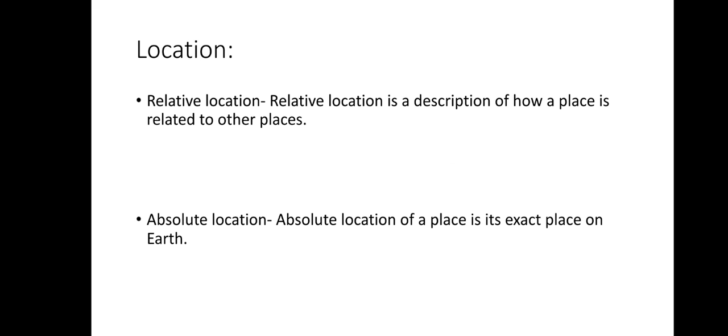So talking about relative location, a relative location is a description of how a place is related to other places. For example, you may describe the location of your house to your friend by stating how it is related to other places, like it is near a particular shop, market, or any other thing. Coming to the absolute location, an absolute location of a place is its exact place on the earth's surface, like your home address or any historical monument.